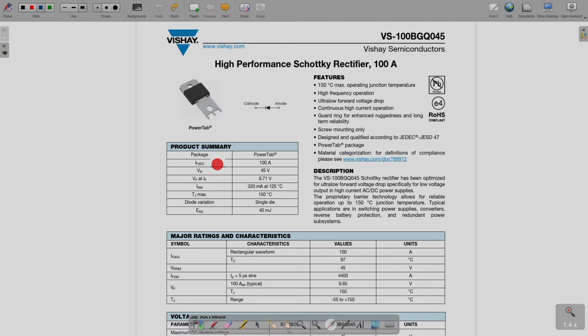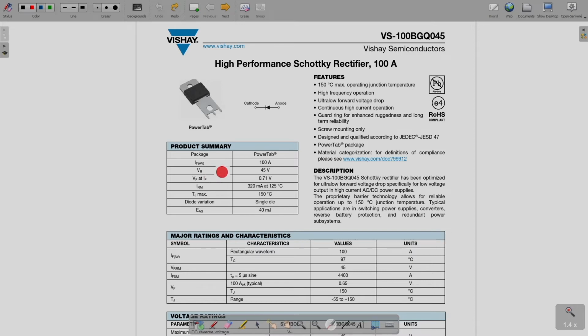Average forward current is 100 amperes. You may compare it with previously, where it was written as IO, while here it is written as IFAV, because over there it was a 3-phase rectifier, and the data sheet was for the whole 3-phase rectifier and not just for the diode.